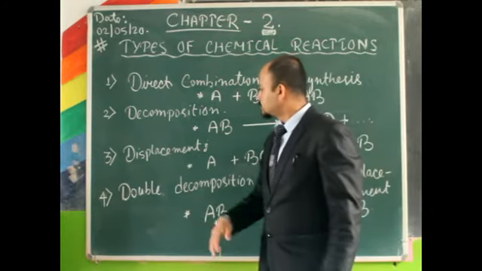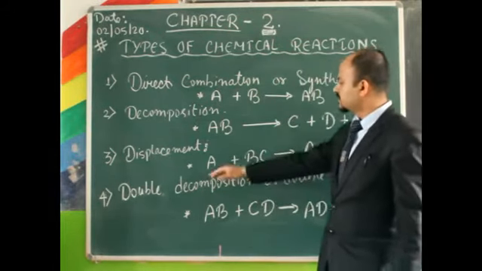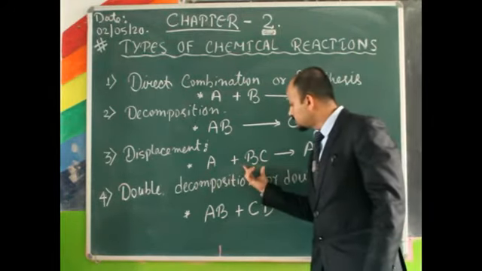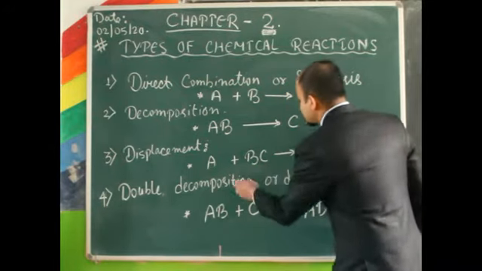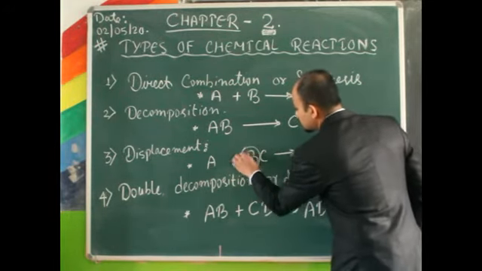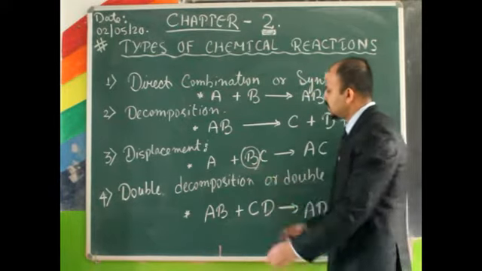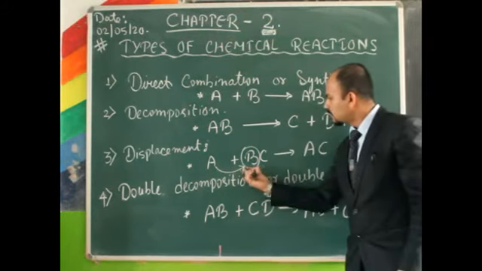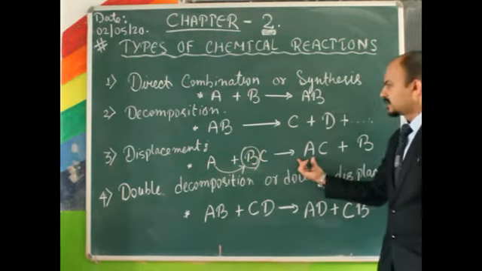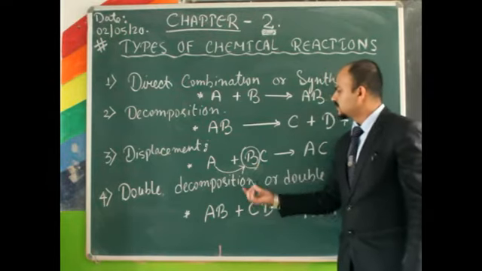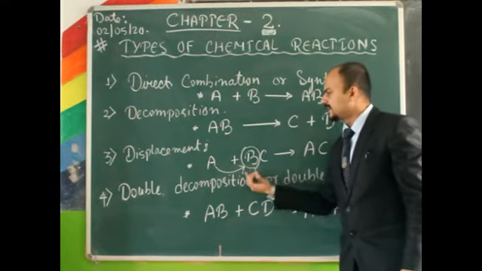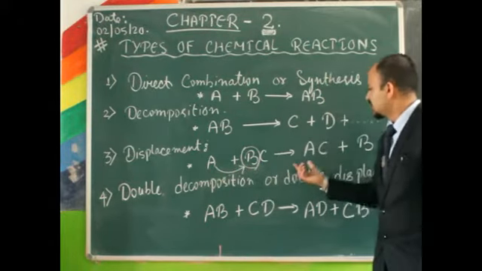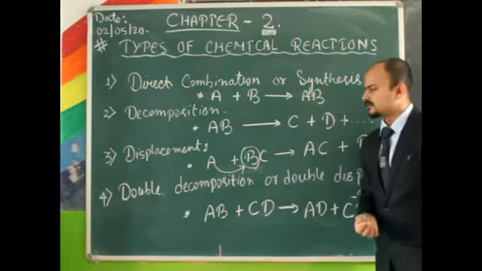In displacement reaction, look at this example. Here the compound is BC. Now the cation of this particular compound, that is BC, is replaced by A. So in place of B, A has come. Such reactions in which one of the cation or anion is displaced by another active element are known as displacement reactions.